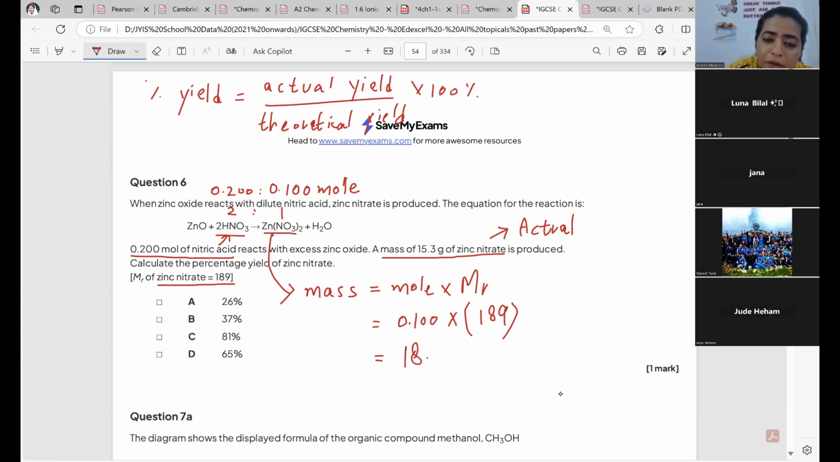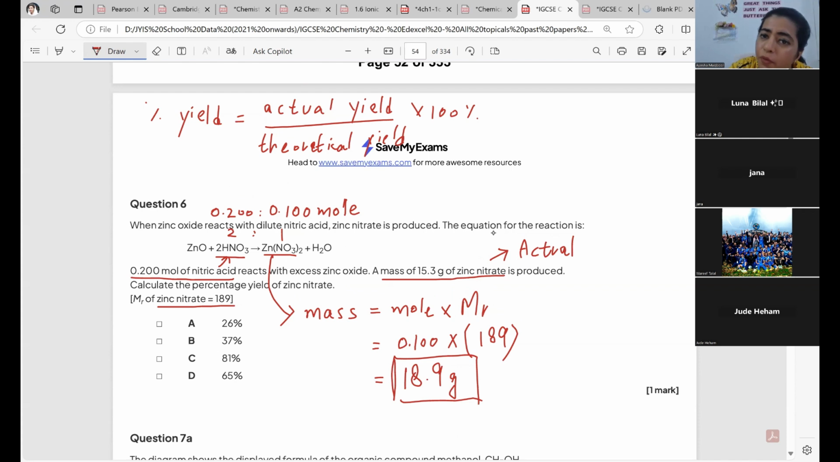18.9 grams mass. So this is basically now which yield, actual or theoretical? Theoretical. Theoretical, which one's more than the actual one. It should always be more than the actual one. That is the trick as well, to see that you're getting the right answer or not. Now apply this actual one back in the formula, theoretical one in the formula, multiply by 100.